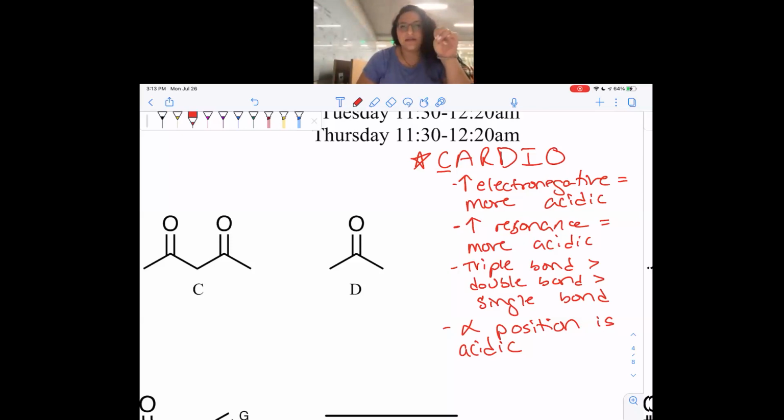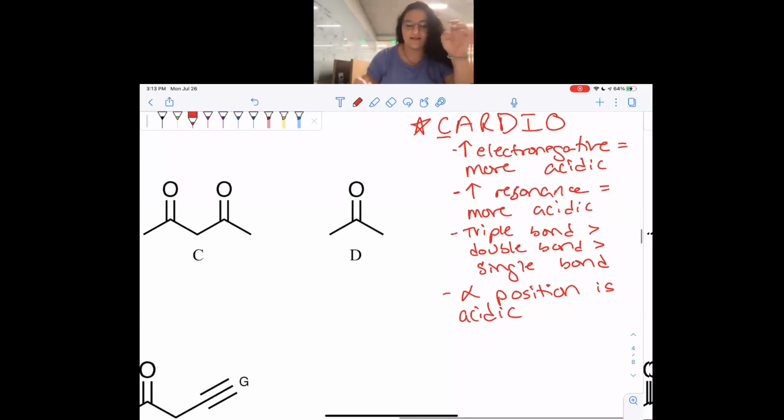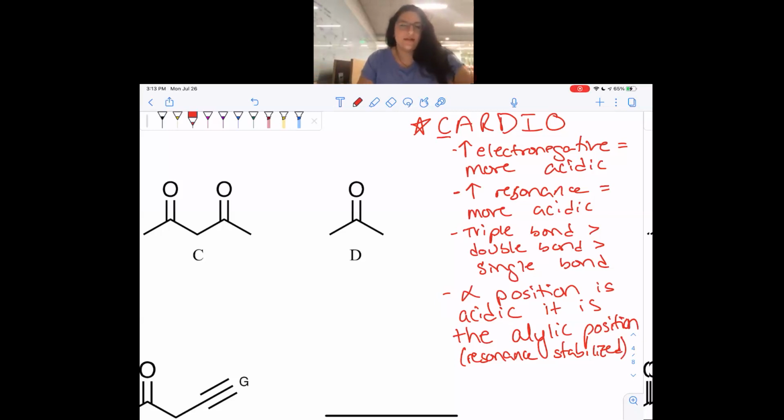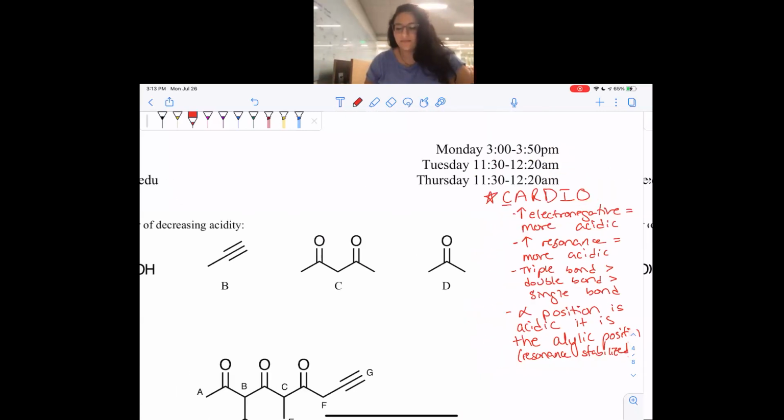And the reason for that is, you have the idea, but I'm going to say it in the key terms version. So the alpha position is acidic because it is the allylic position, aka resonance stabilized. So this is pretty much all you need to know for acidity for this semester.